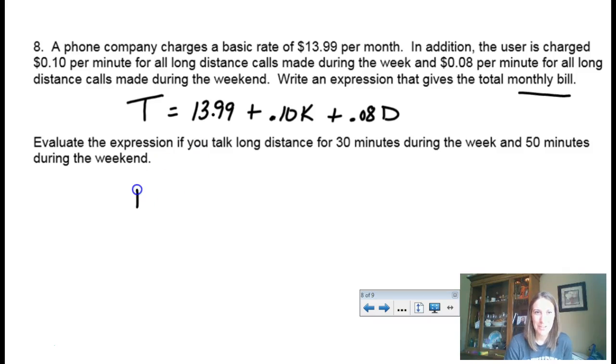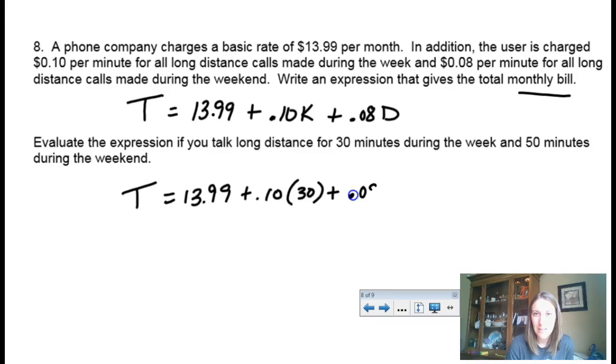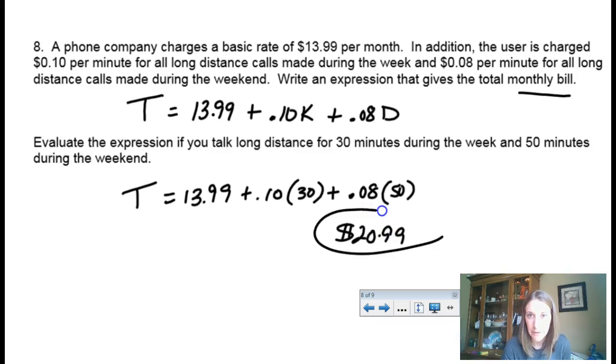So now evaluate this expression. There's no way for me to use just one variable in that one. With 30 minutes in the week. So 30 goes in for the K, where it would have been nice if I would have paid closer attention to what I assigned. And then 50 minutes on the weekend. $20.99. Well, my phone bill is not $20.99. Must be talking to old school phones.